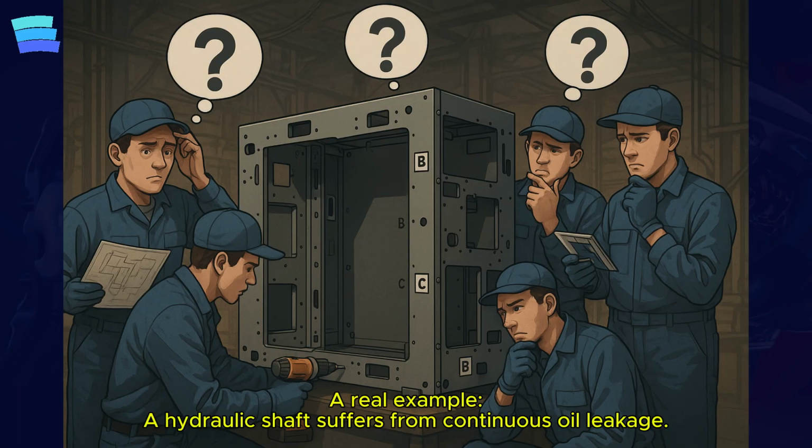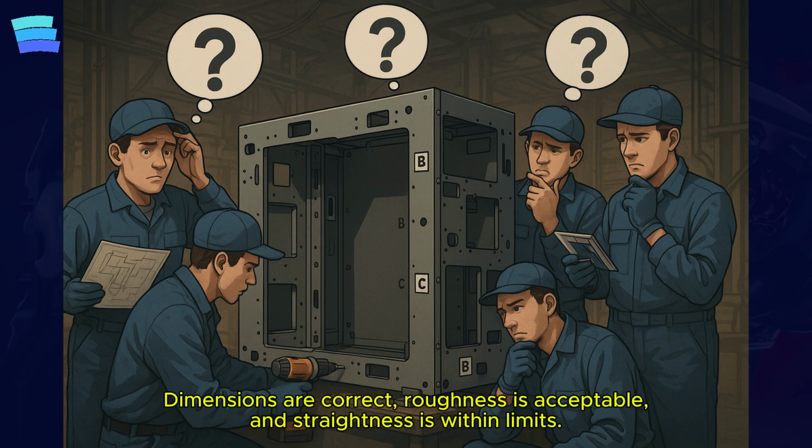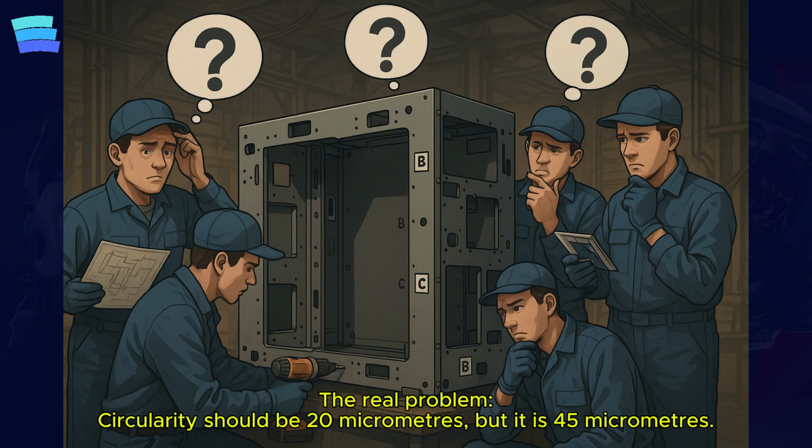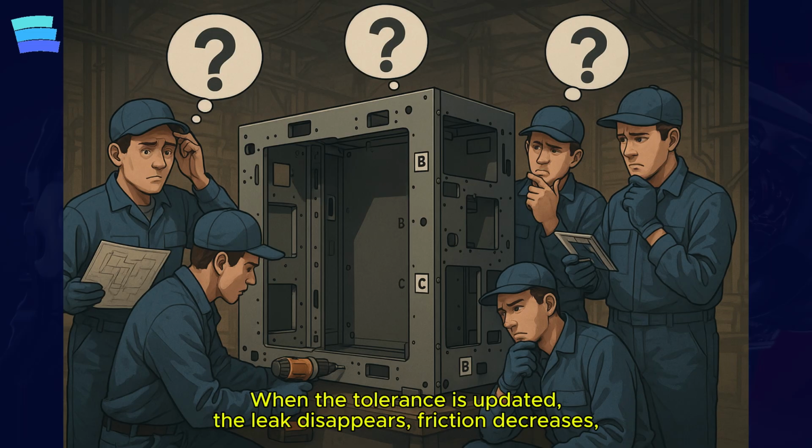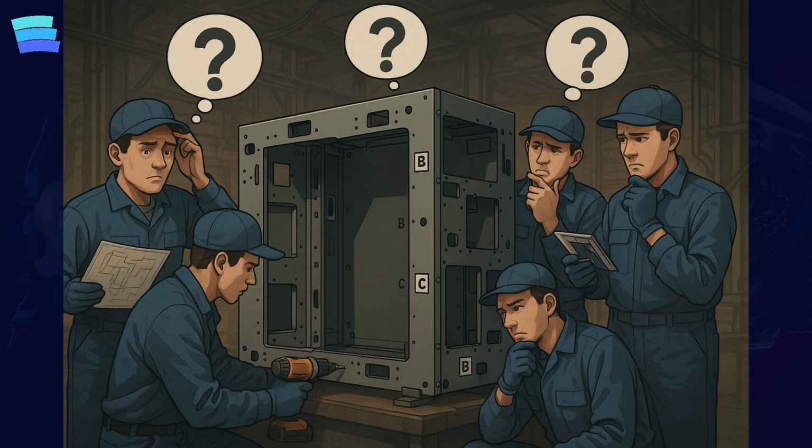4. Forgetting that V-block measurements can be affected by axis misalignment. A real example. On a hydraulic shaft, there is a constant oil leak. The dimensions are correct, surface roughness is acceptable, and straightness has been controlled. The real problem: the circularity of the shaft surface should be 20 micrometers, but it is 45 micrometers. Even this small waviness is enough to prevent full contact with the surface. When the tolerance is updated, the leak disappears completely. Friction decreases. Shaft life increases significantly.